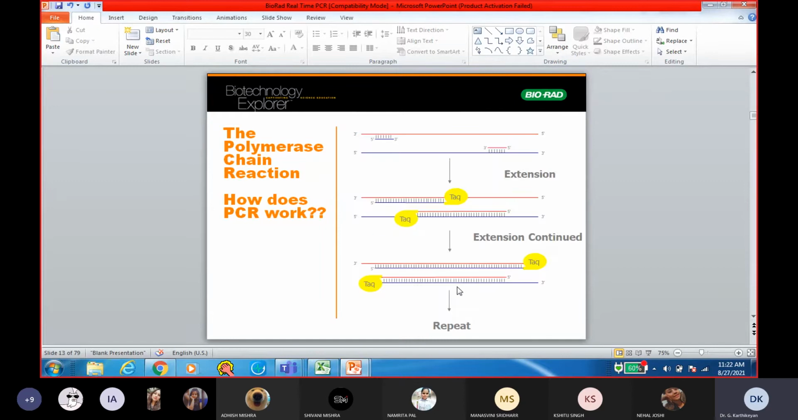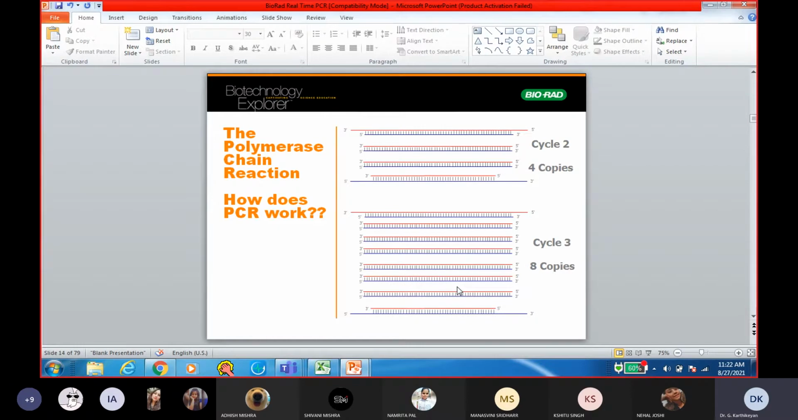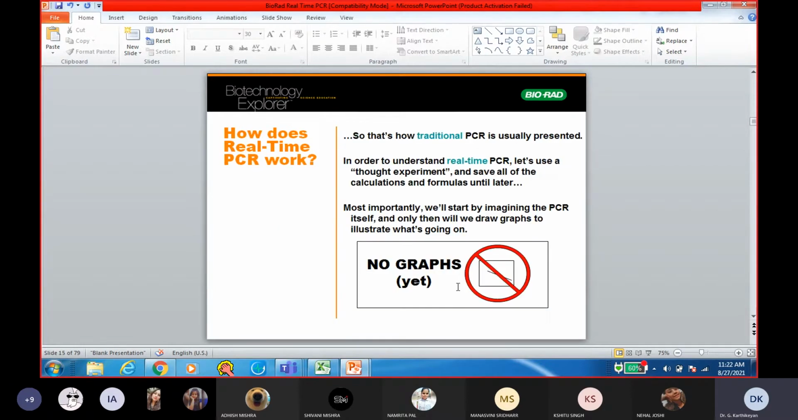This is something that we all know very well, and then Taq extends it, and then this entire process is repeated until you have multiple copies of it. So that is how PCR is traditionally represented.